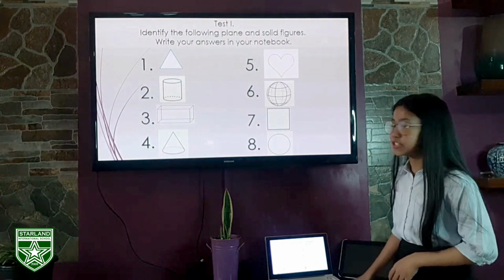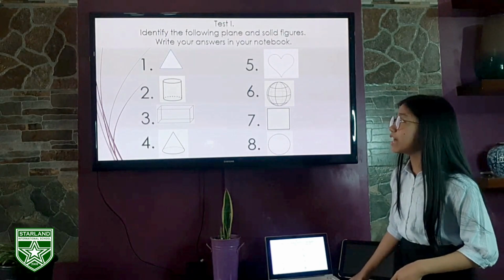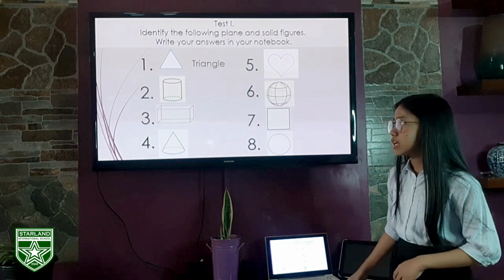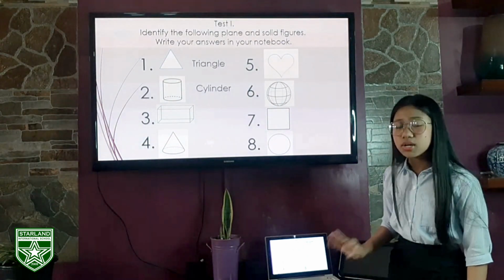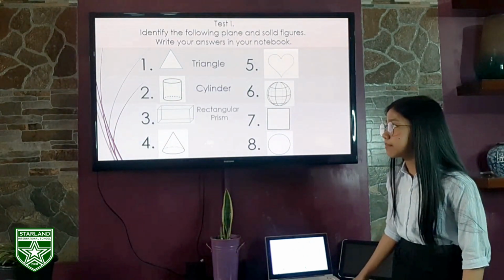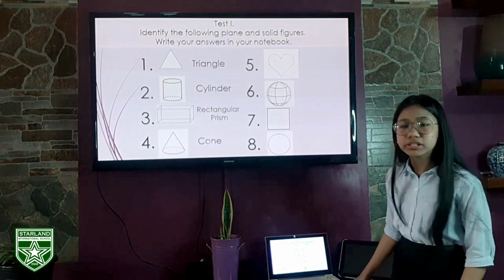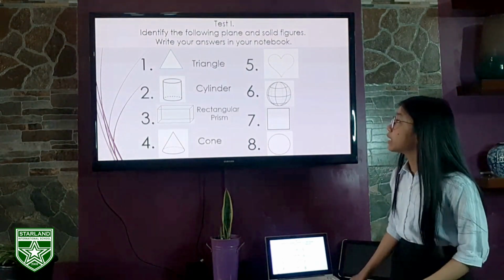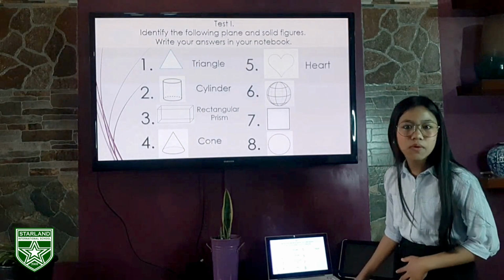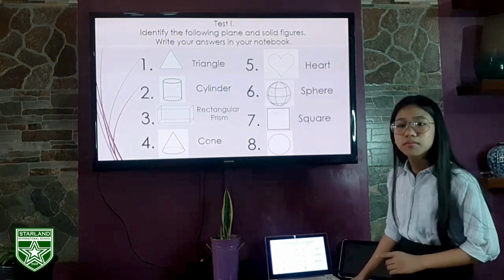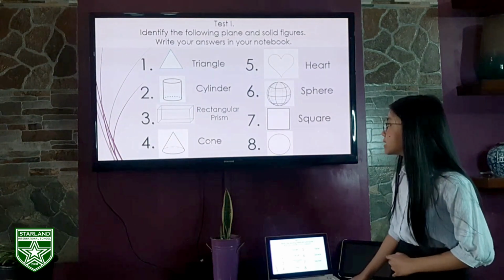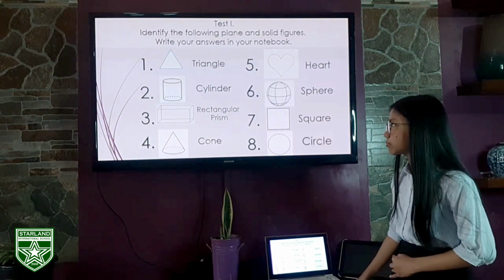Okay, let us answer. So for number 1, we have a triangle. For number 2, we have a cylinder. For number 3, we have a rectangular prism. For number 4, we have a cone. For number 5, we have a heart. For number 6, we have a sphere. For number 7, we have a square. And lastly, for number 8, we have a circle.